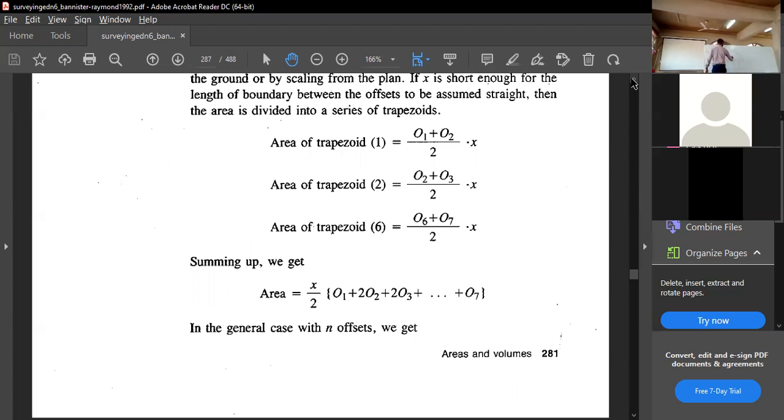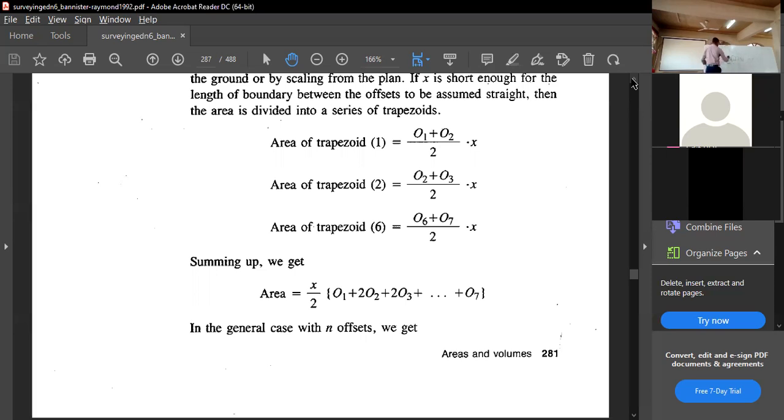You subdivide the area into an even number of strips, but with a constant interval. Every single interval here you can refer to as x. So x is an interval.